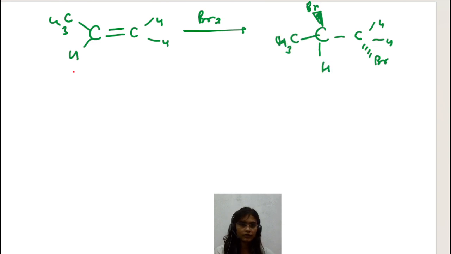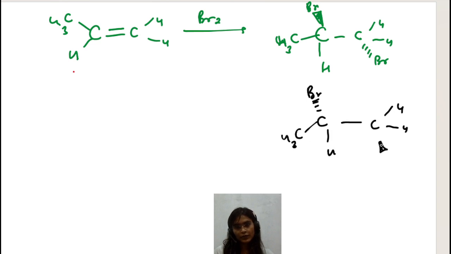Okay, condition number one. Or condition number two, where this is my carbon, this bromine at the wedge position, or maybe this bromine at the dash position. Okay, two products you can say.